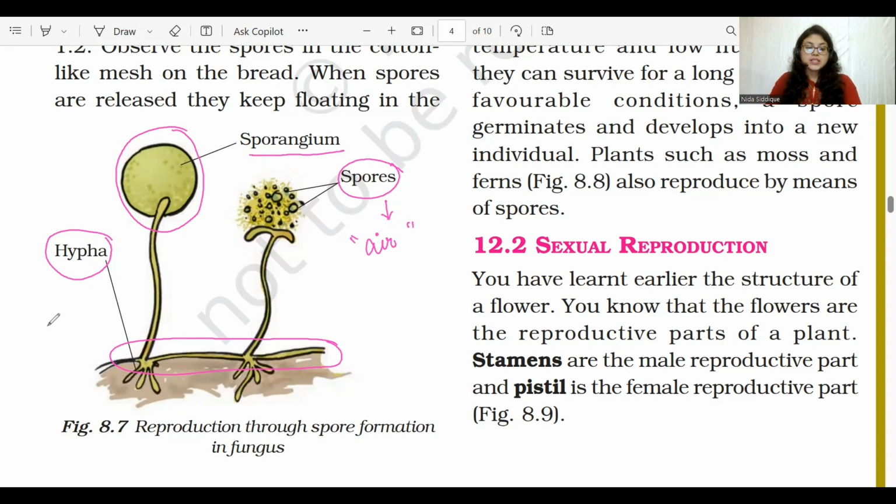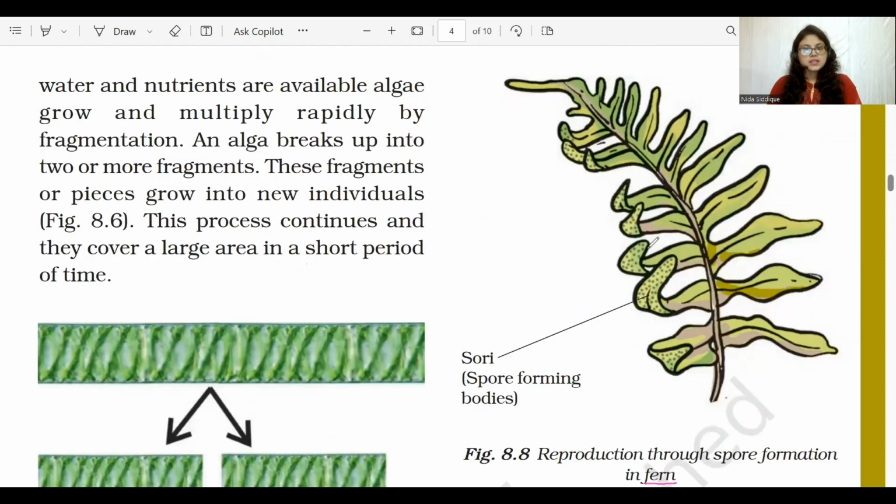individual. Now, let us also look at the plants that reproduce by spore formation. This is the plant of fern. So they also reproduce through spore formation. You can see that there is the formation of spores under their leaves.